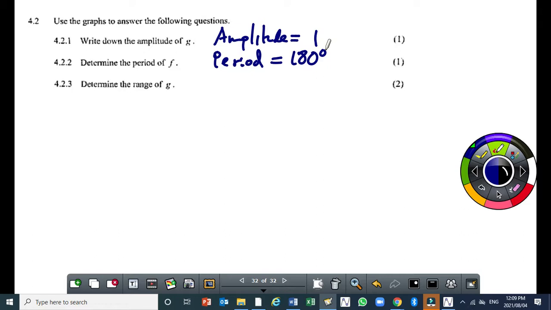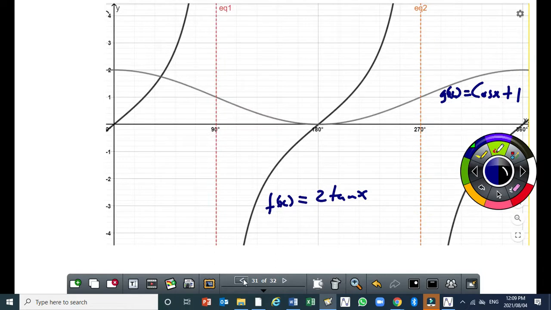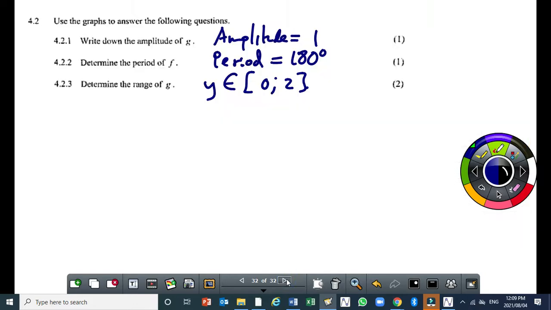Then you need to determine the range of g. Now, the range of g, our minimum value is 0, maximum is 2. And then you are done. Minimum is 0 here, maximum is 2 there. And then you are done. All right, so that's what you should have done.